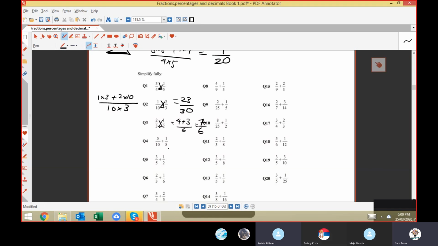Let's go next one. 5 times 5, 25. 25 plus 1 times 10, 10, over 50. Equals 35 over 50. Okay? Which you can simplify. Don't forget, 35 over 50, you can divide them by 5. 7 over 10. All right.